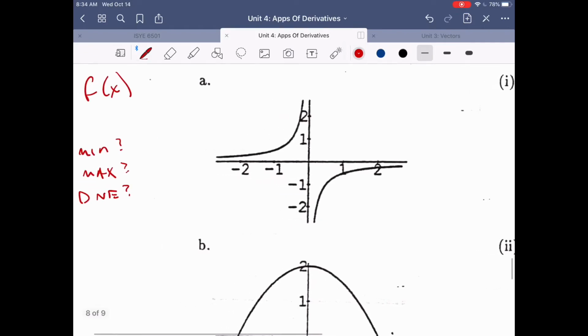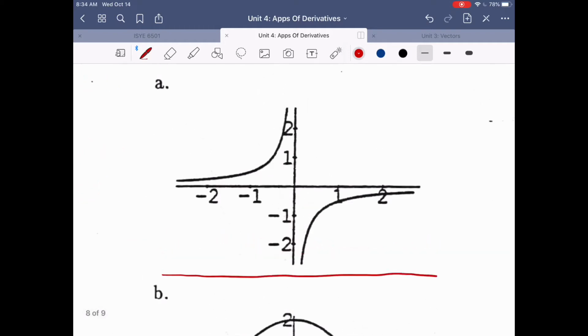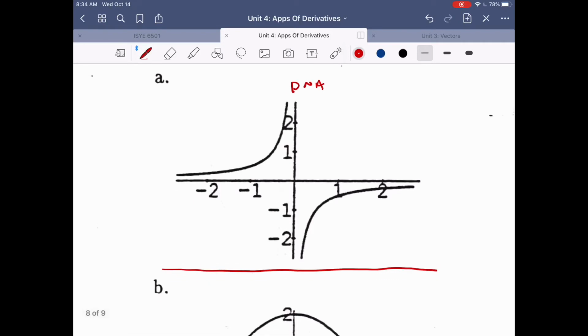So to do this, draw a number line beneath the graph. If you see a point where there's a minimum, a maximum, or it does not exist, copy that point down onto your number line below the graph. So for part A, I don't see a minimum or a maximum, but there is a vertical asymptote here at 0. So the graph does not exist at 0. So I'm going to create a tick mark down here at 0.